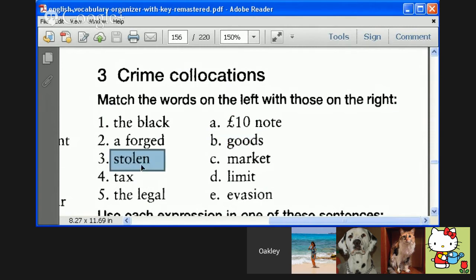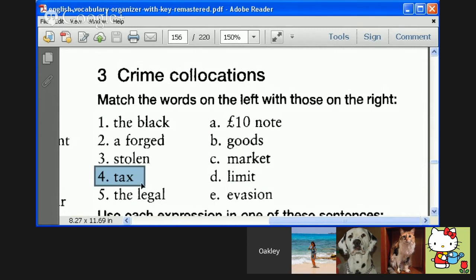Stolen here, Mauricio, is used as an adjective. Goods is a noun. Goods and services: goods is another word for products. Physical things that you buy and sell are goods. Good to know. Yes, it is a valuable word to know. You're right, stolen goods. Any stolen actual things.